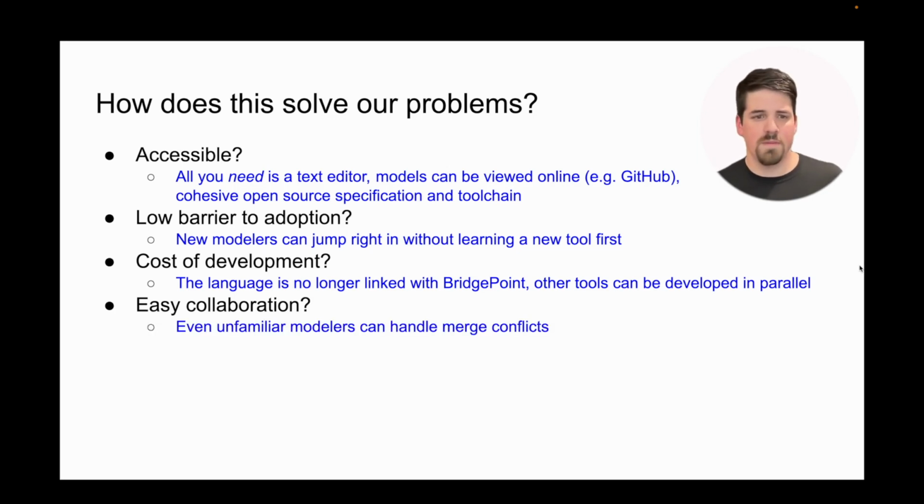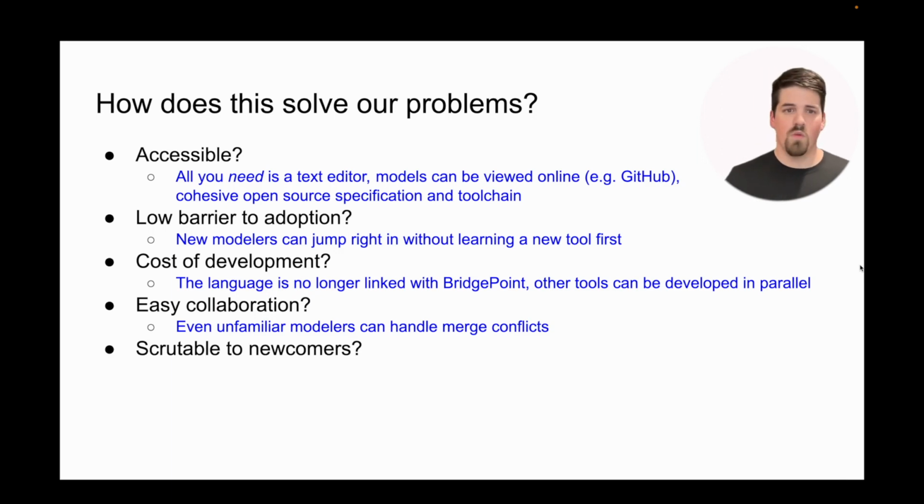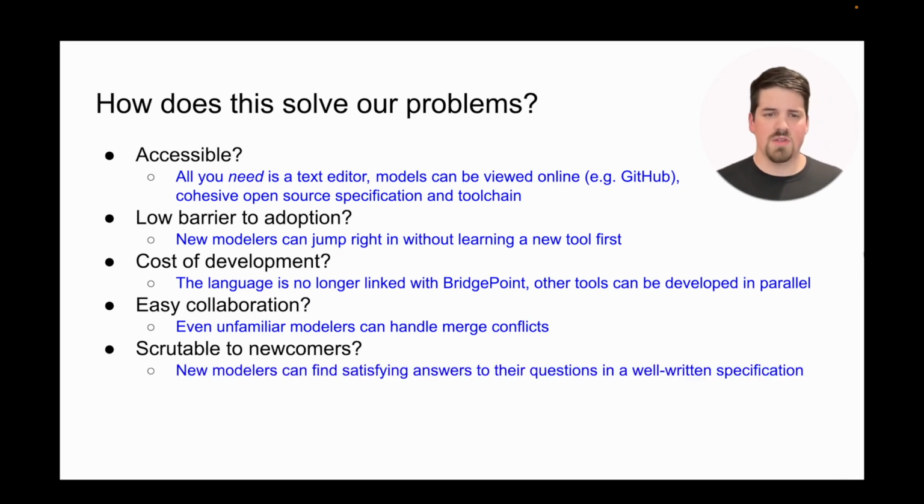Easy collaboration. Merge conflicts could be avoided, or could be more easily handled with semantic text rather than instances being persisted to disk. Would it be scrutable to newcomers? I think so as well. They could find satisfying answers in the specification, and they would be able to find which tools were complying with which parts of the specification, and there would be a language for us to talk about what a specific tool supports and what it doesn't.